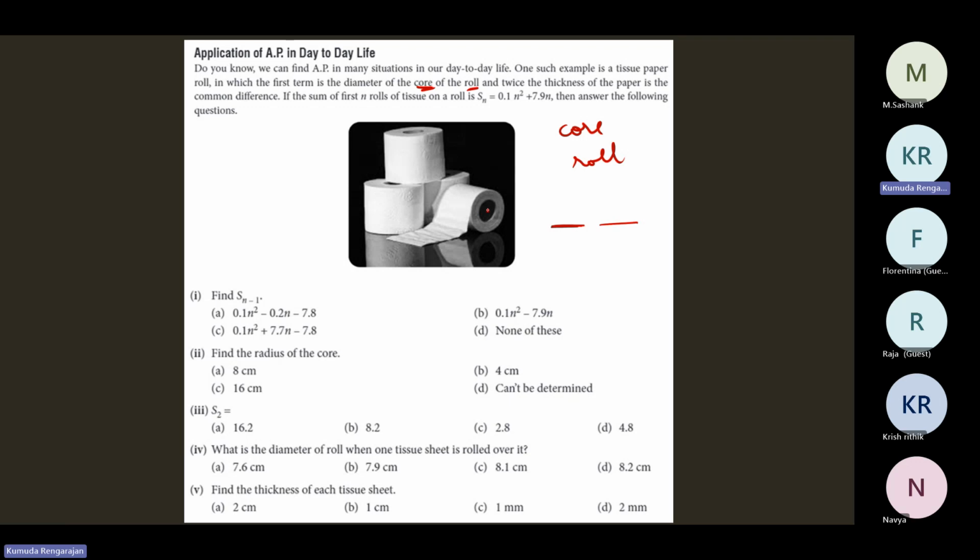If you can see here, this is the diameter. The diameter of the core is the first term. Then just imagine the tissue paper wound over it to form a cylinder. The diameter of that one is the second term. Then again, it continues. The tissue paper is rolled further. So that second cylinder formed, the diameter of that is the third term and so on.